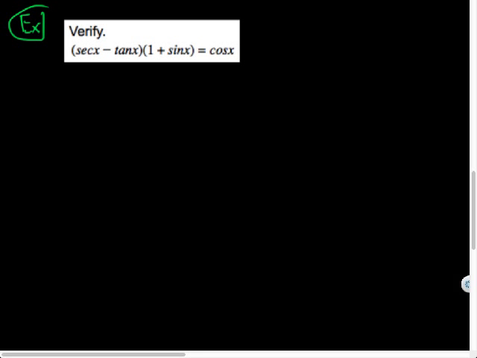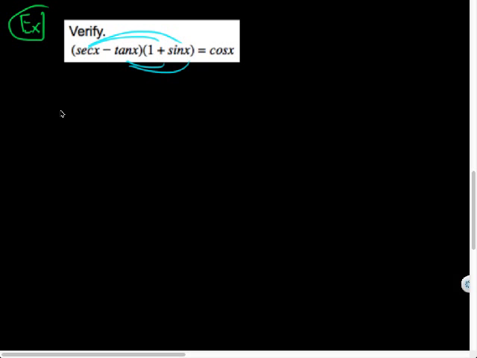So one of the general strategies we outlined yesterday, we said that typically you might want to work on the more complicated side and simplify it, try to bring it towards the simpler side. I have no substitution for 1 plus sine x. I don't have a substitution for this. So I think we're just going to multiply this out. Let's just try foiling it. So double distribution.